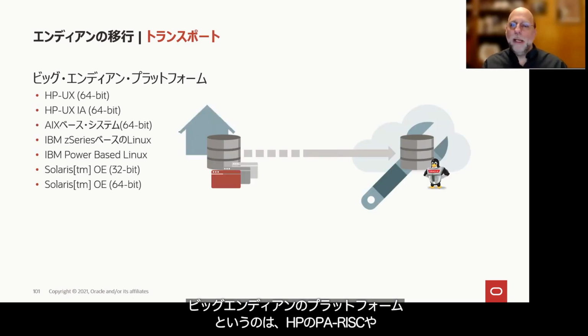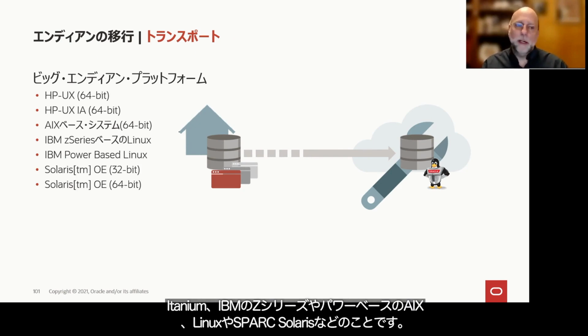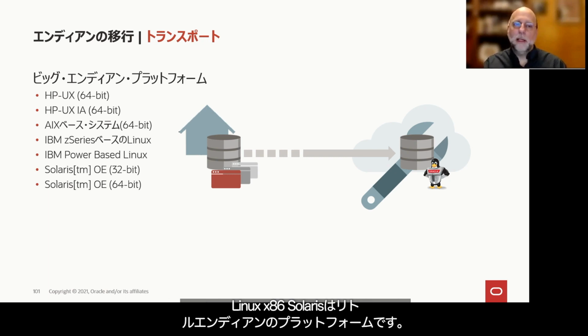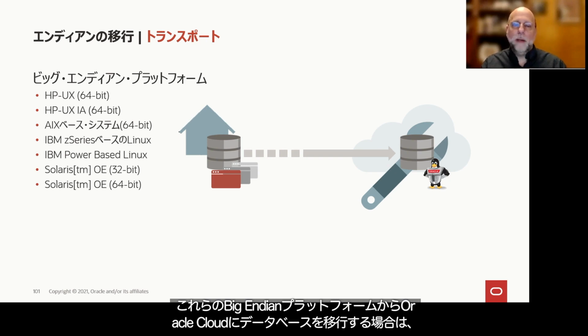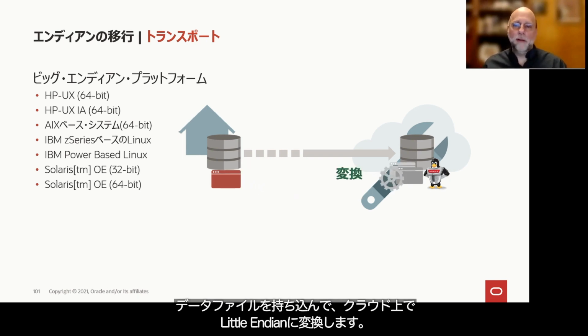So when I say big endian platforms, what I mean are things like the HP platforms, PA-RISC or Itanium, the IBM platforms, z Series, or Power-based AIX or Linux, or SPARC Solaris. Linux x86 and Solaris x86 are little endian platforms. If you're going to migrate a database from one of these big endian platforms to Oracle Cloud, you bring the data files over, and then we convert them once they're in the cloud to be little endian.